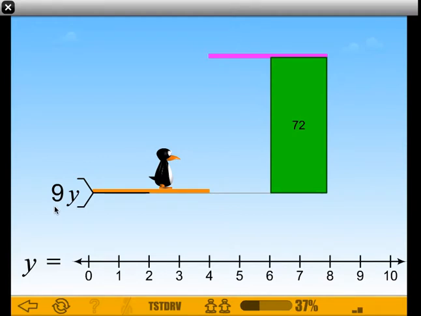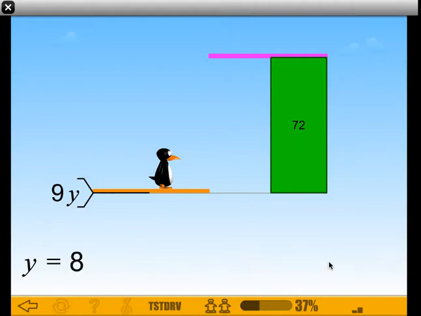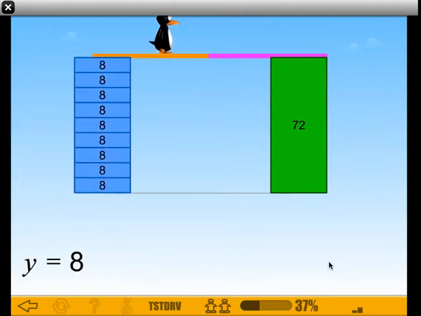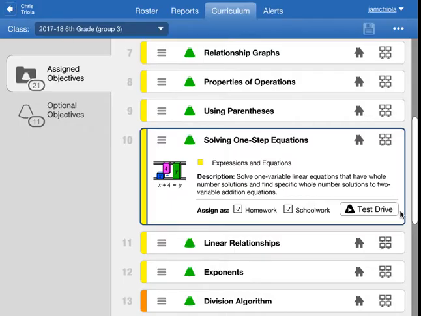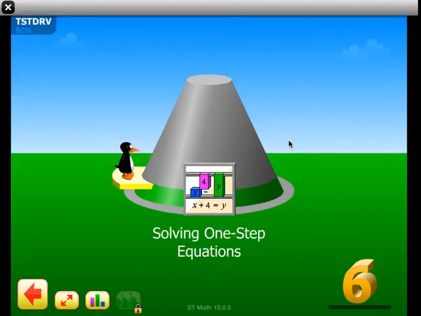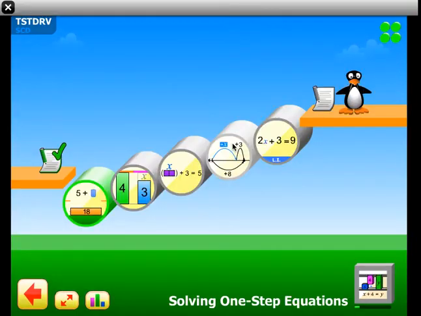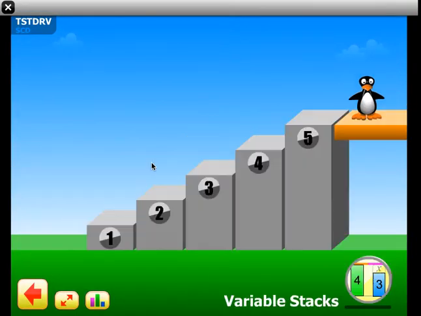Remember, you have 9 times a variable, or 9 times y. So 9 times y equals 72. In this case, it would be 8. So 9 sets of 8 would be 72. All right? So that's the second layer. So now let's take a look at the third layer, or third activity in that set.